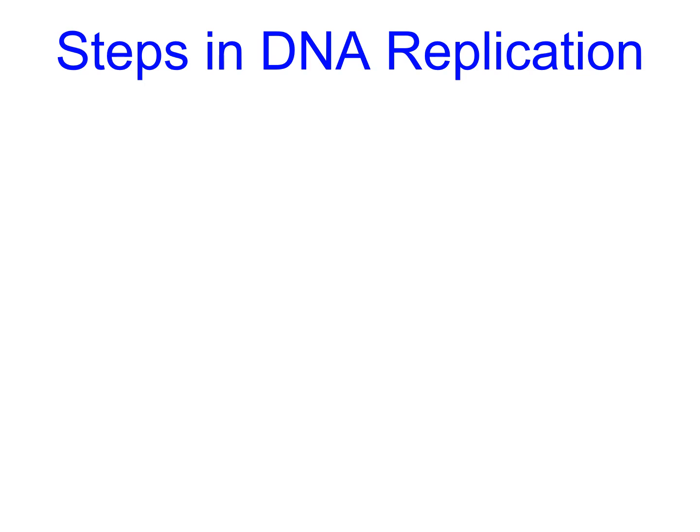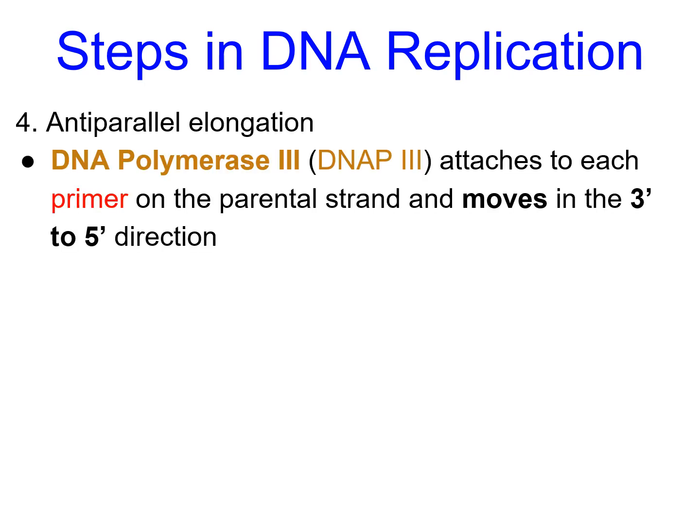And our fourth step is antiparallel elongation. In antiparallel elongation, as the name suggests, it is now building that complementary strand. Using the parental strands as templates, each parental strand is being used to build a complementary strand. So what is doing the building? We have our Bob the Builder that is responsible for building these strands, and our Bob the Builder is our DNA polymerase 3.